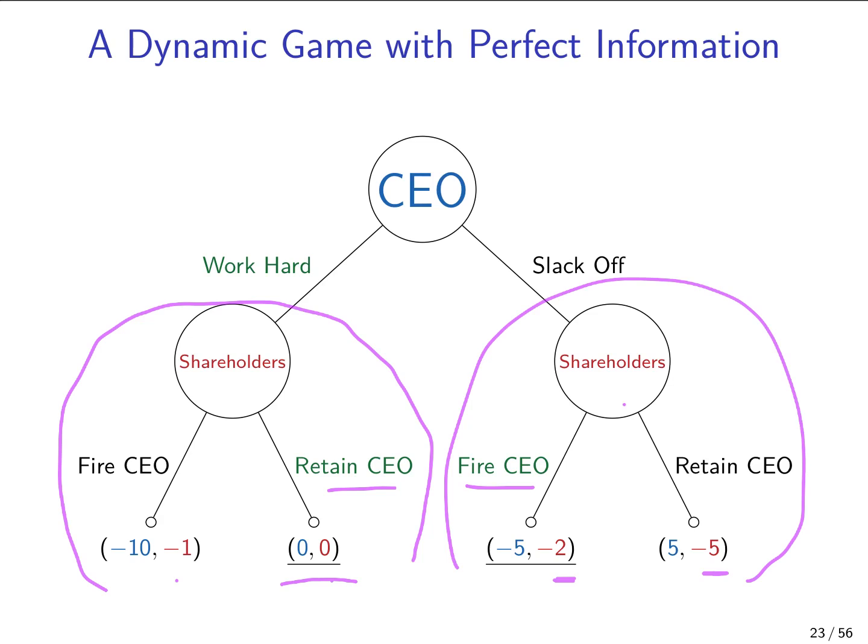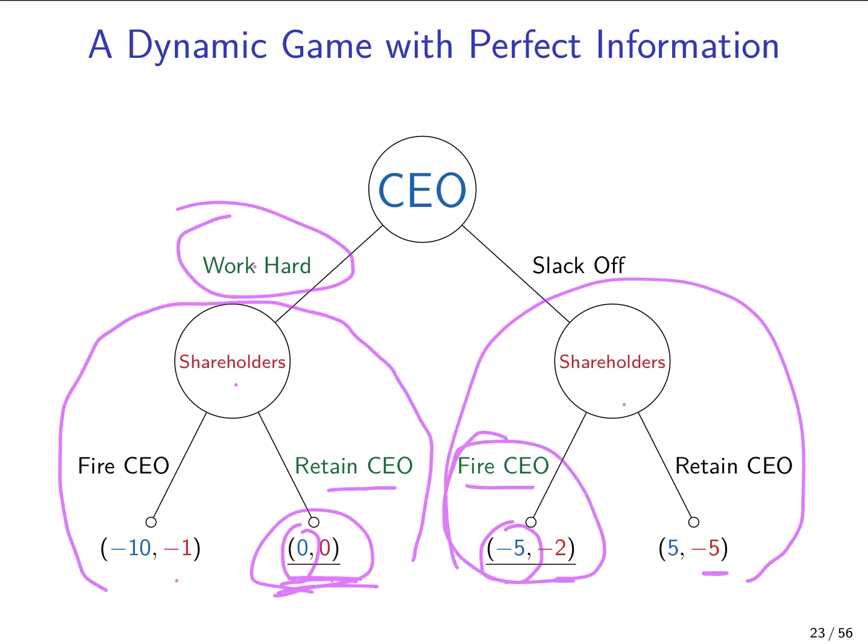Okay, so knowing how the shareholder would choose his best response in those subgames, the CEO would need to decide whether to work hard or not, right? Slacking off would give -5, and working hard would give 0. So the CEO would choose to work hard. And therefore, a subgame perfect Nash equilibrium is such that the shareholder would choose to retain the CEO if the CEO has been working hard, and the shareholder would choose to fire the CEO if the CEO has been slacking off, and the CEO would choose to work hard. Okay, so a pretty simple dynamic game with perfect information.